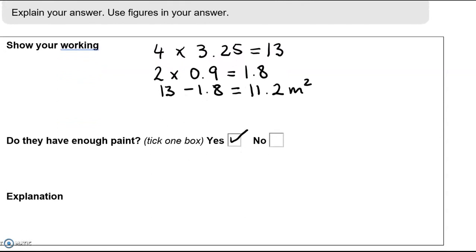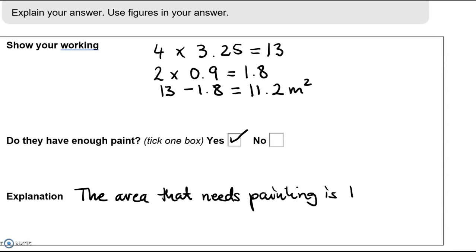In terms of explanation, we can say the area that needs painting is 11.2 square meters, less than 12 square meters.